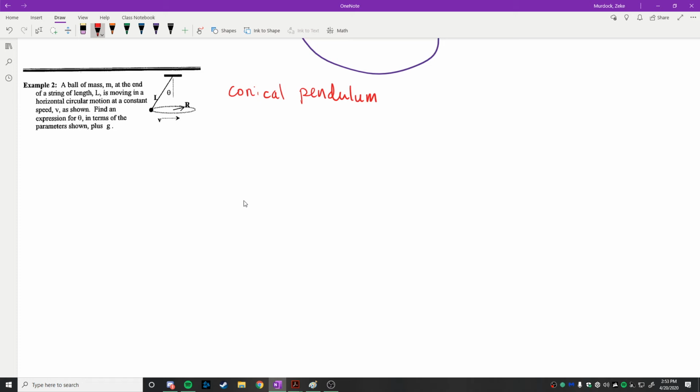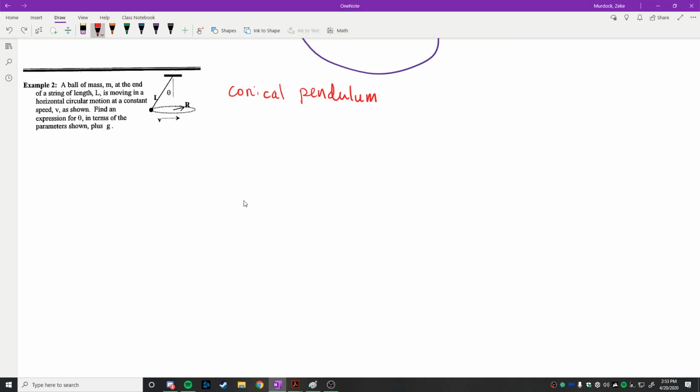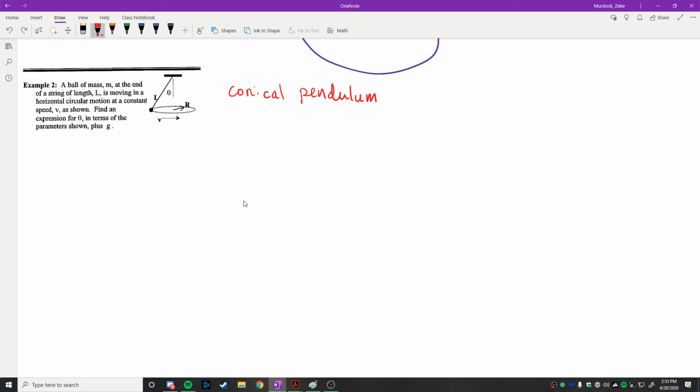The motion of the pendulum is in a circular motion, going around in a circle like this. But the string plus that bottom ring basically traces out a cone. It traces out an object like this, right? That's the path it's going on. So we call that a conical pendulum, and we basically want to relate all of these values. Our goal here is to find an expression for the angle theta in terms of the parameters shown plus g.